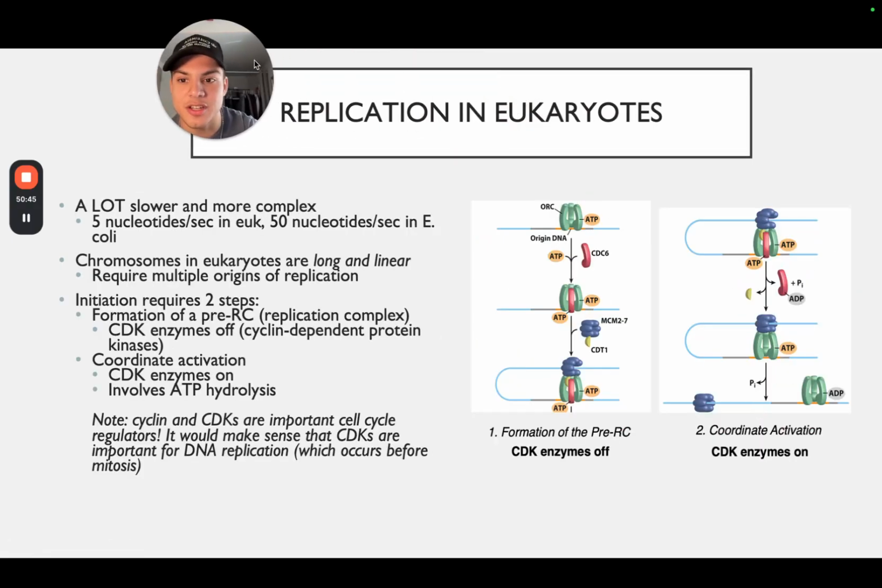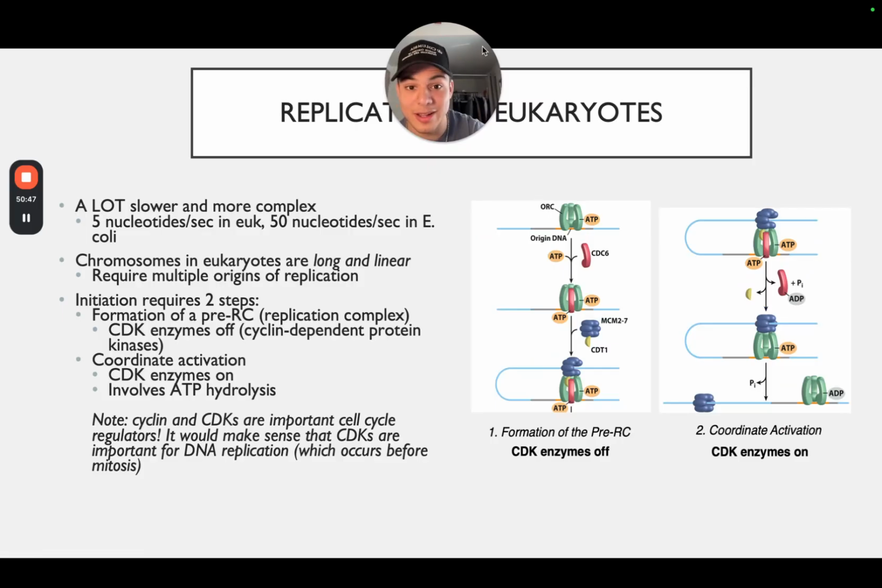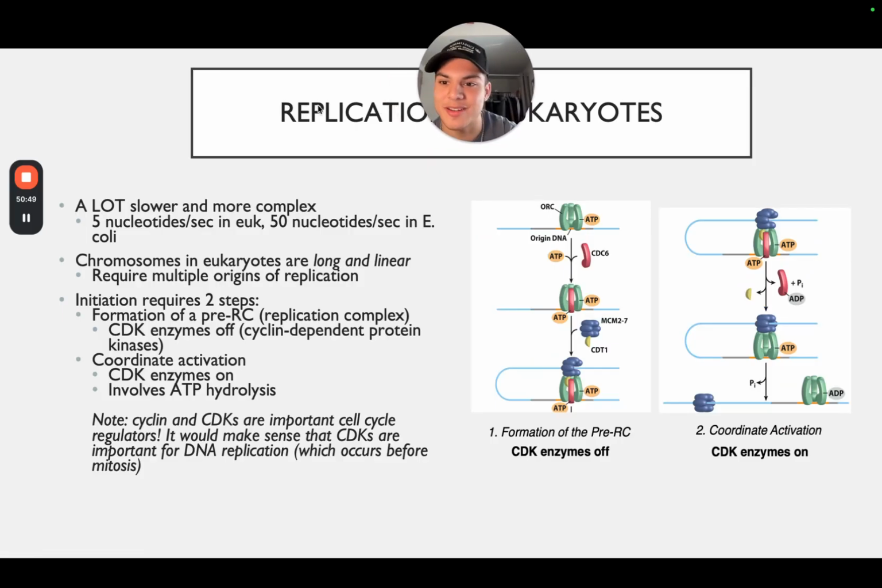And so replication in eukaryotes, it's a lot slower and more complex. There are 5 nucleotides per second in a eukaryote, 50 nucleotides per second in E. coli. As you can see, it's a lot slower, it's more complex, there are more things playing into it, but I just want to say that eukaryotes are more complex than prokaryotes.